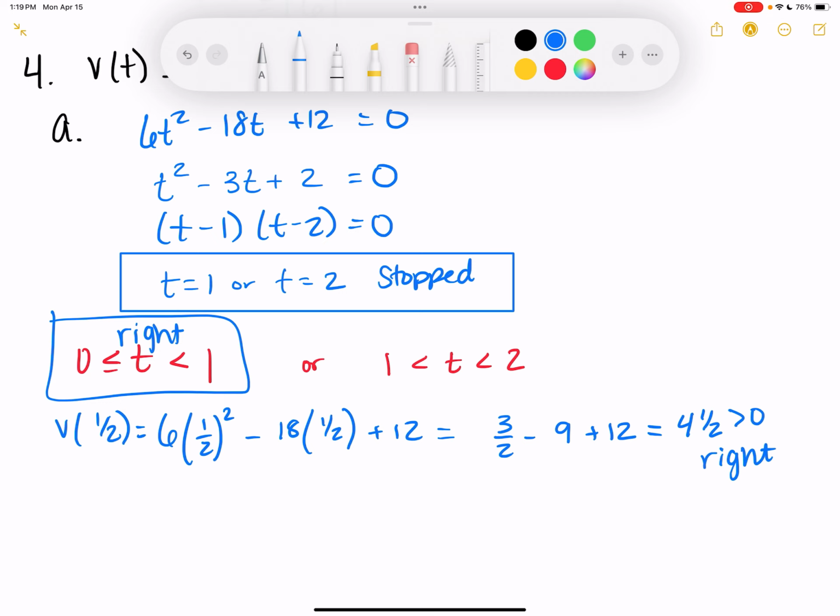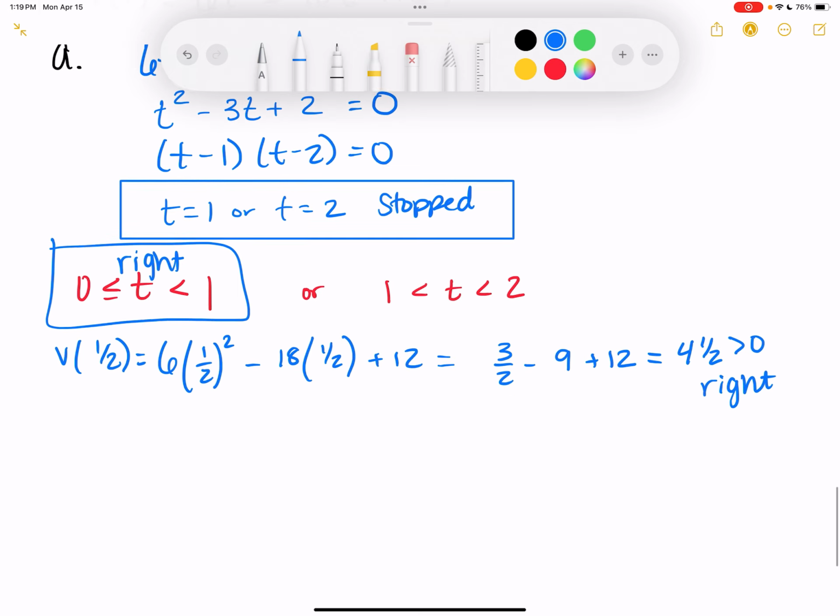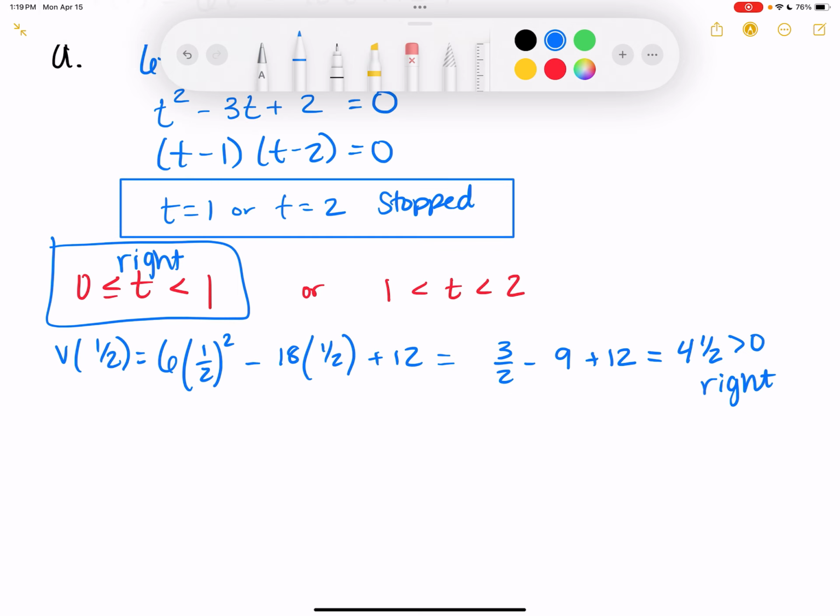And don't just assume that because one was going right, the other one's automatically going to go left. Always, always, always check it. So then, what number do you want to use in here? 3/2. So v of 3/2 is equal to 6 times 3/2 squared minus 18 times 3/2 plus 12.